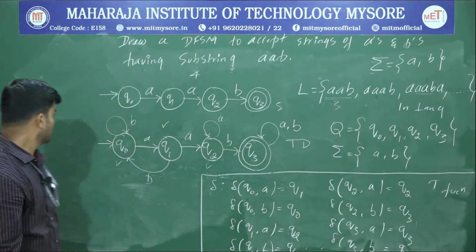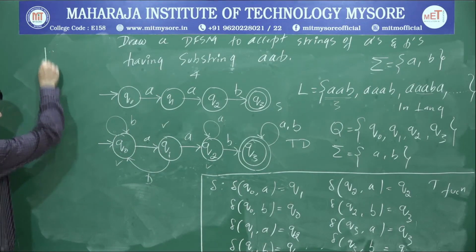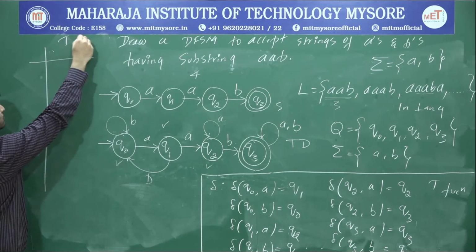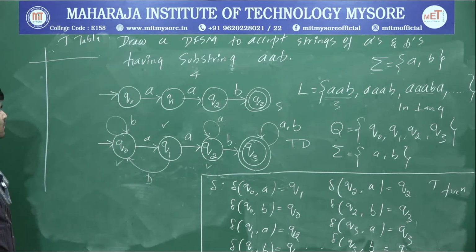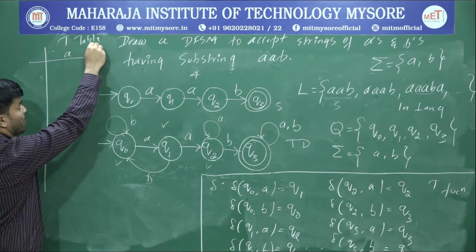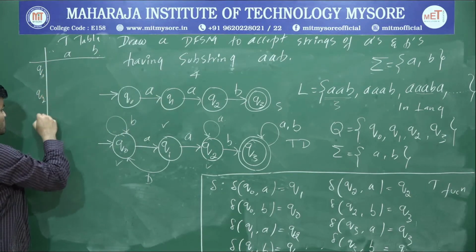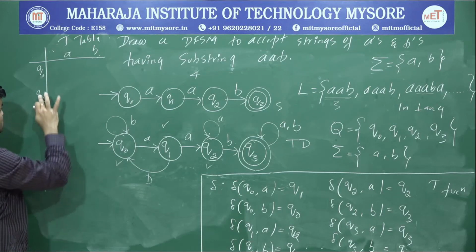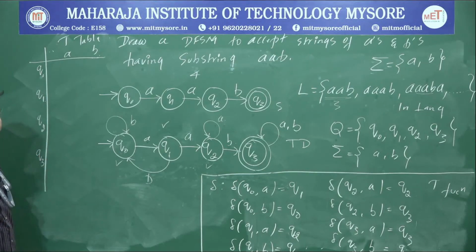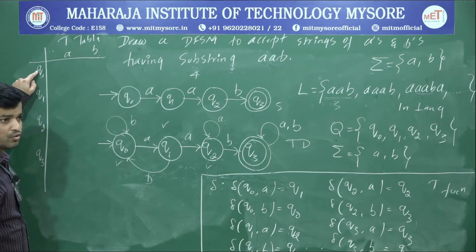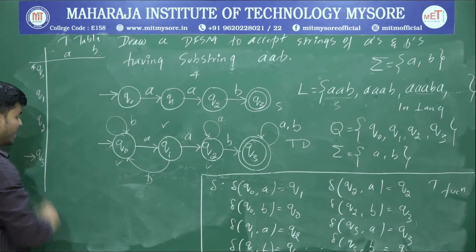Transition function, transition diagram, and I'll write a transition table here. So how many inputs? A, B. How many states? 4 states, starting from Q0 to Q3. Okay, so write your Q0. Q0 is the start state, indicated with an arrow, and the final state with a star.